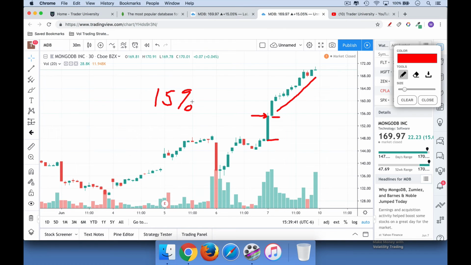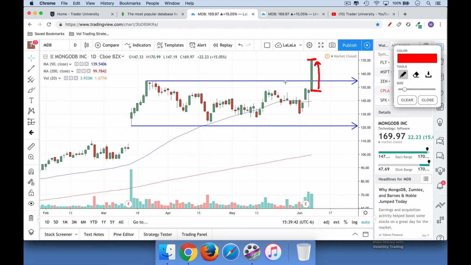And it was nice to get into this one, especially after all the chop and after getting stopped out here. It was good. I felt like I got some money back and was able to profit from it.